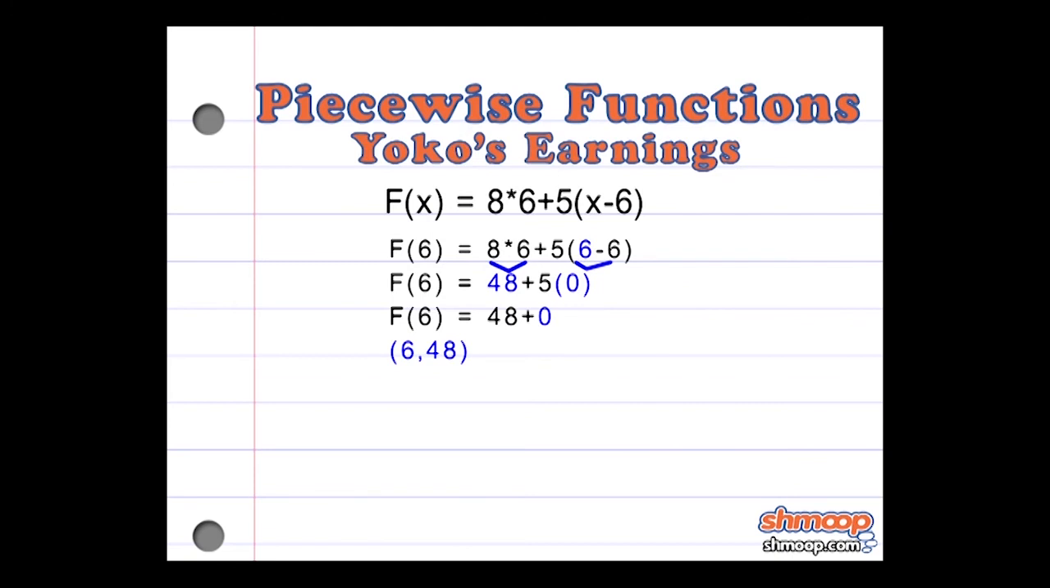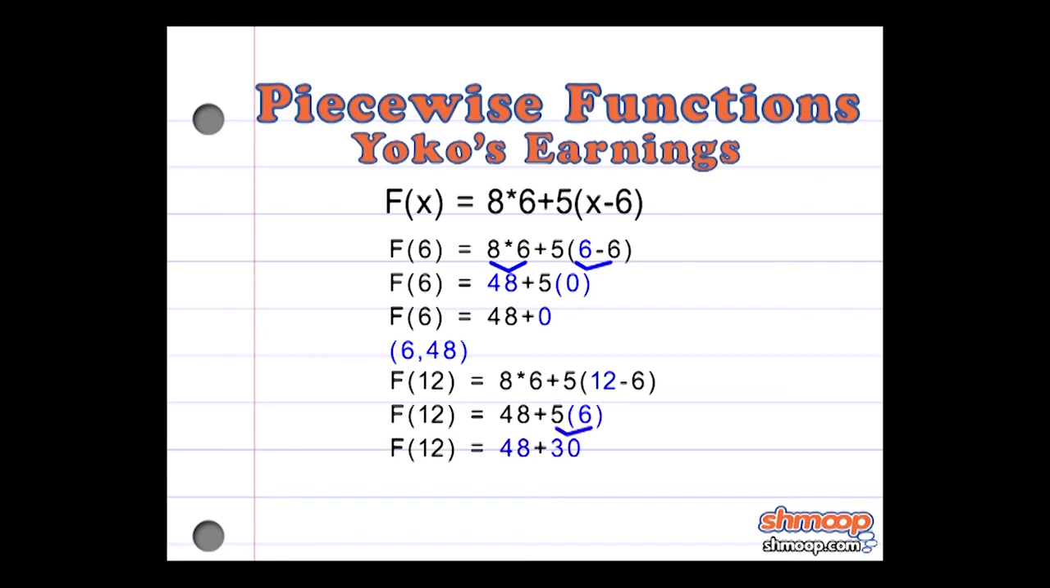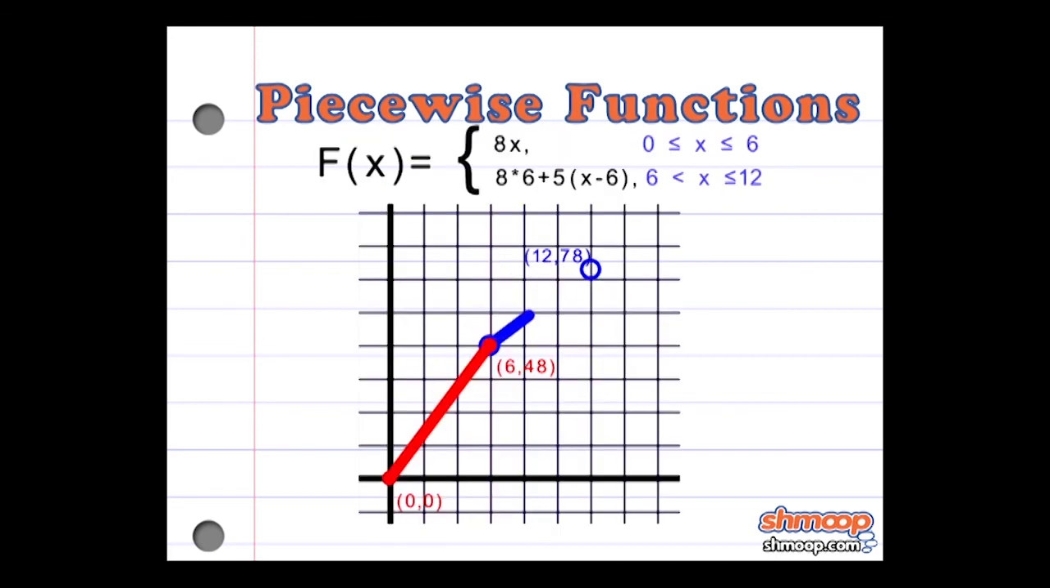To get the endpoint of the last piece, we can plug 12 into the 8 times 6 plus 5 times x minus 6. To get 48 plus 5 times 6, 5 times 6 is 30, so 48 plus 30 equals 78. So our endpoint for the second line segment is (12, 78). Perfect, we can graph it now.